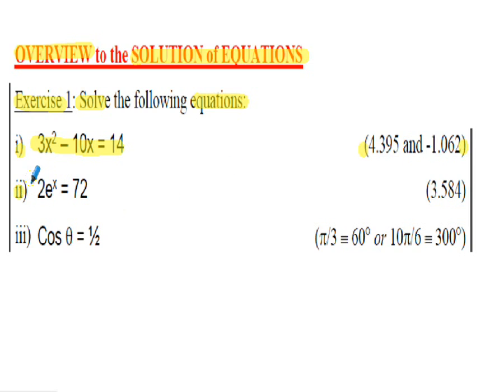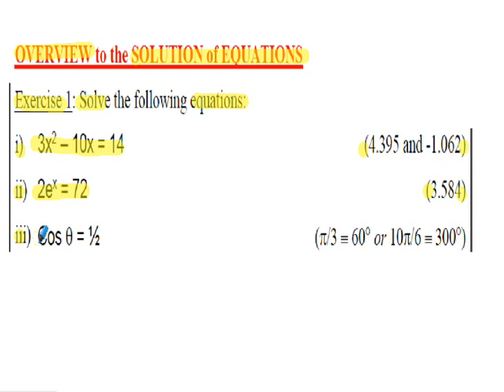In part 2, we have an equation involving an exponential function, 2 multiplied by e to the x is equal to 72. We simply rearrange the equation to get e to the x on its own on the left hand side, and then take natural logs, ln functions, of both sides of the equation to find the solution given.